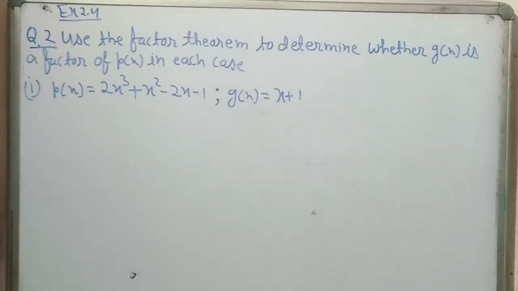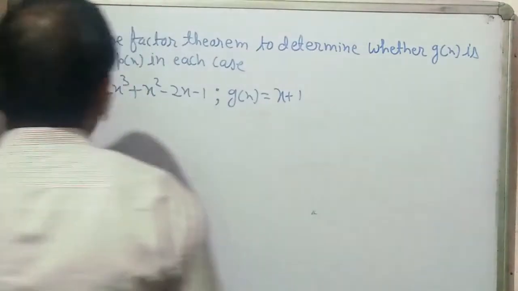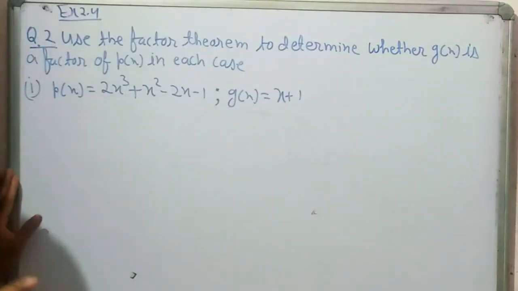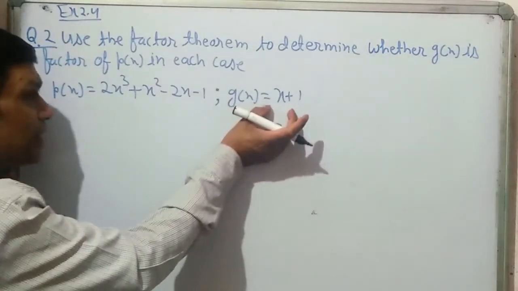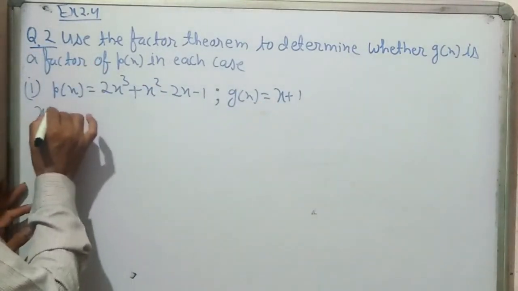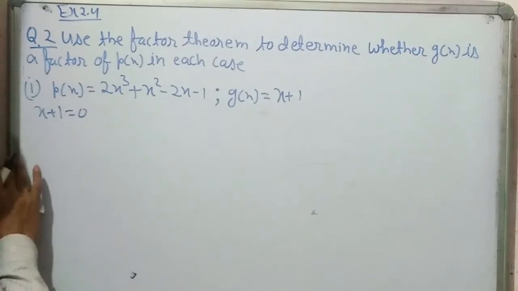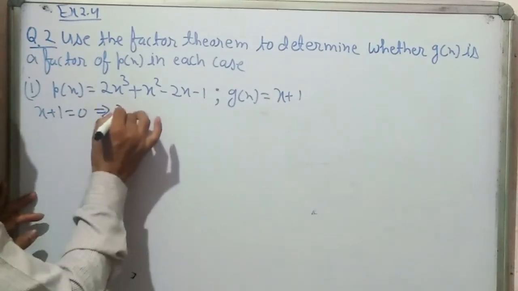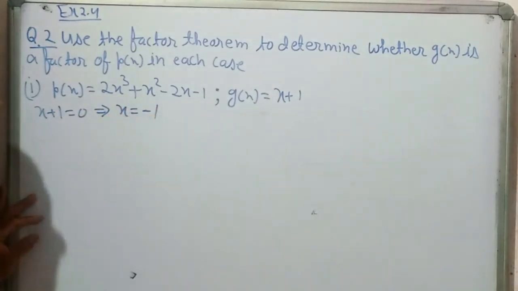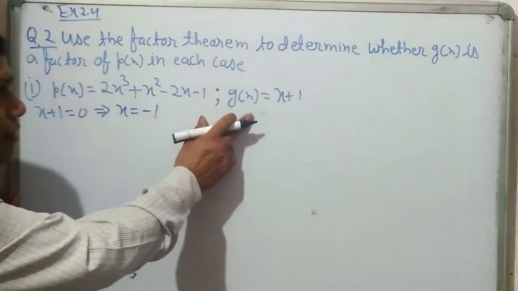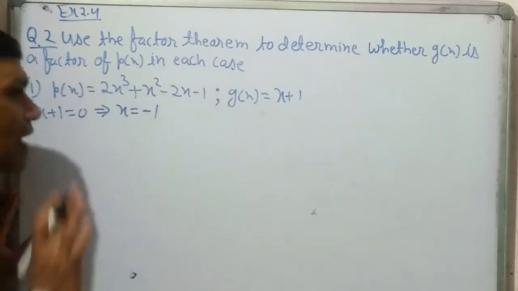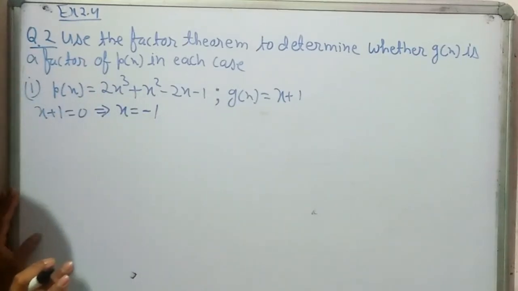What it is saying is use the factor theorem to determine whether g(x) is a factor of p(x) in each of the following cases. So in the first part, we are given g(x) is x plus 1. As we know, we have first to put g(x) equals 0. This gives us the value of x as minus 1. To check whether it is a factor or not, the value of the polynomial at minus 1 should be 0.